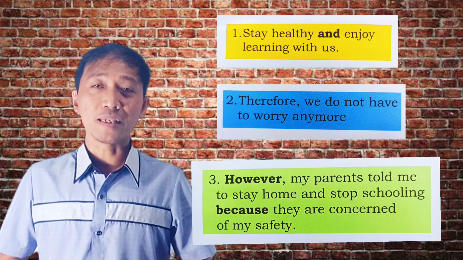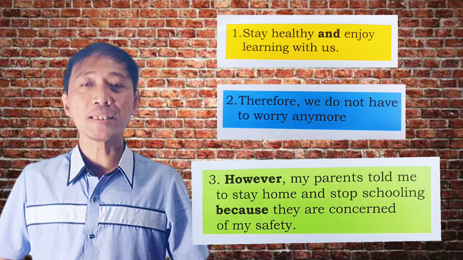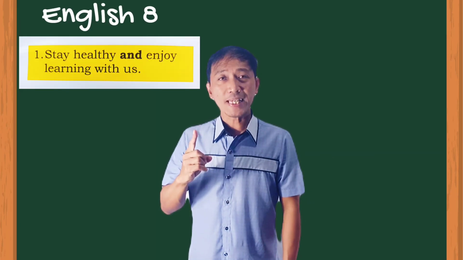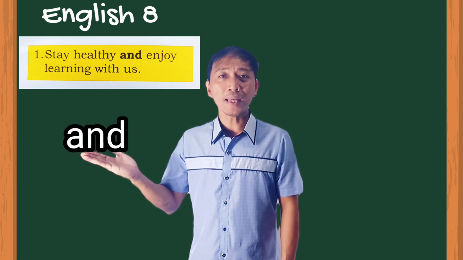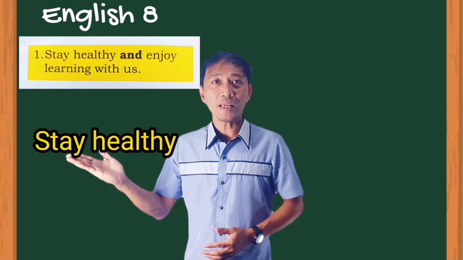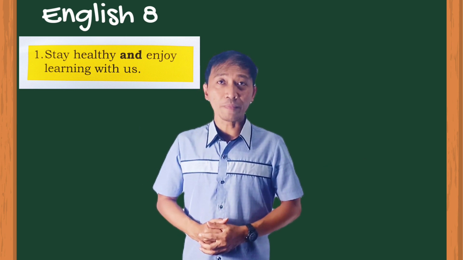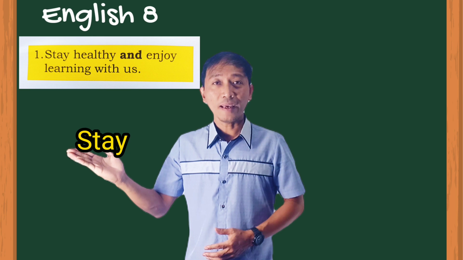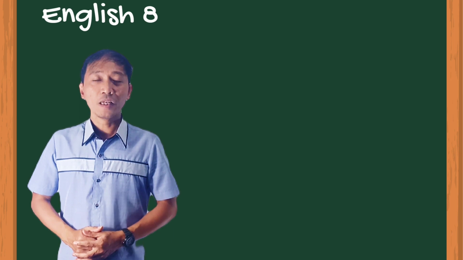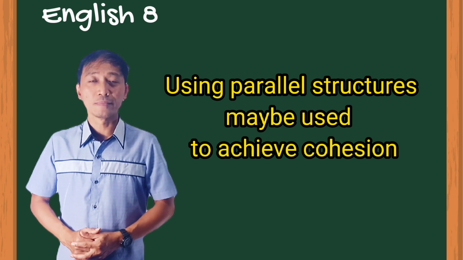As you can see in the given sentences, you will notice that there are word connectors used to link your ideas to make your sentence clear and easy to understand. In the first sentence, the word "and" is used to add something to the previous idea. It connects the idea of stay healthy and enjoy learning with us. Also, you will notice that both statements start with verbs, stay and enjoy. Thus, apart from using the word connector "and," using parallel structures as seen in the example may be used to achieve cohesion.